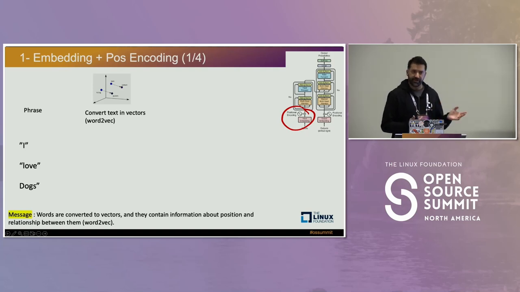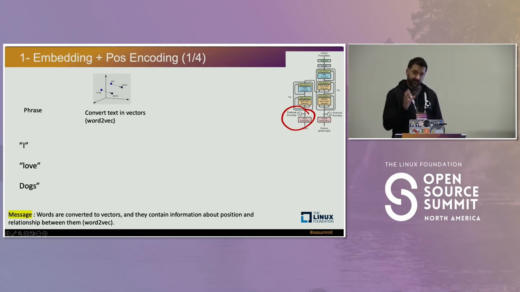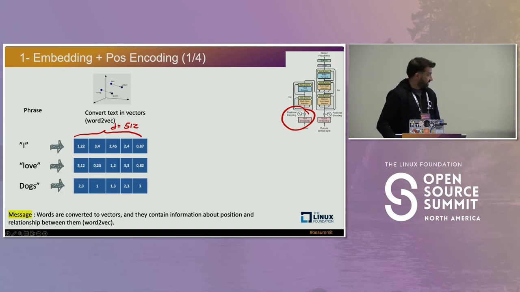It's a model that's already trained, and you can download it and use it in every use case. What they did is they picked this word2vec and used it to represent the input. This is just random numbers, right? It's not the real numbers, but they picked a dimension, let's say 512, so for each word you have a vector of dimension 512. And they have that for I, for love, for dogs, or whatever the phrase is.